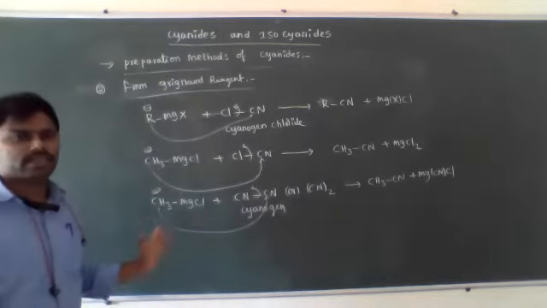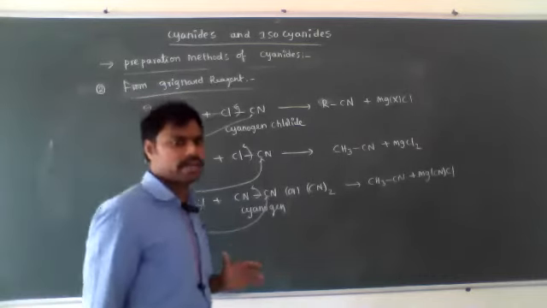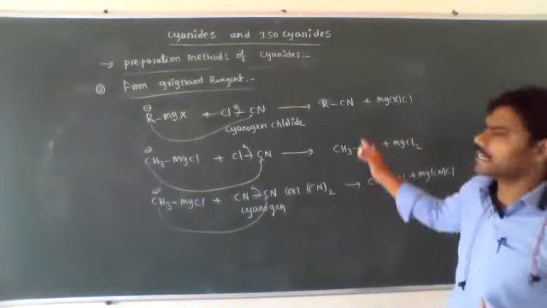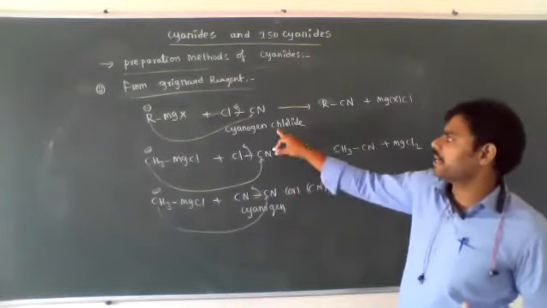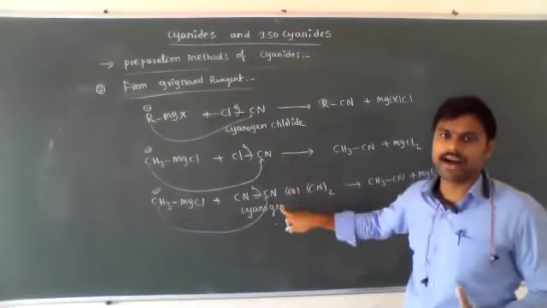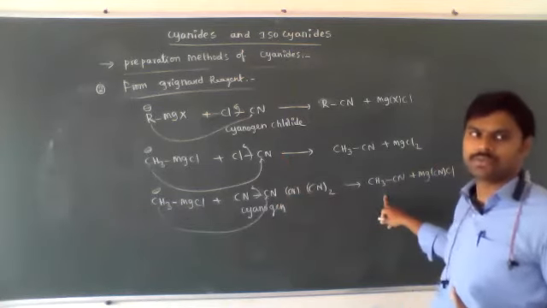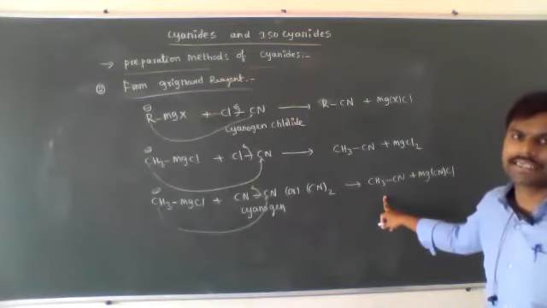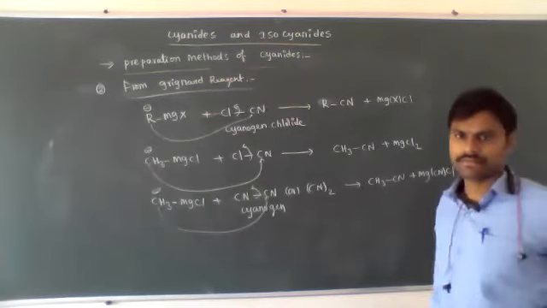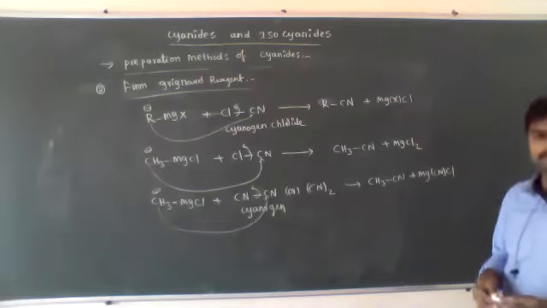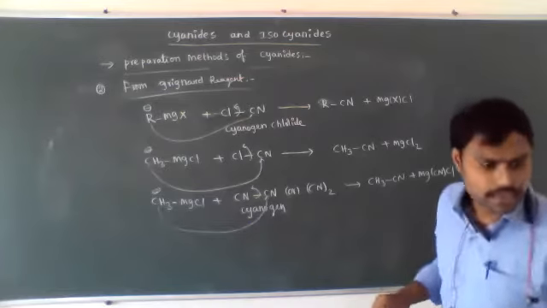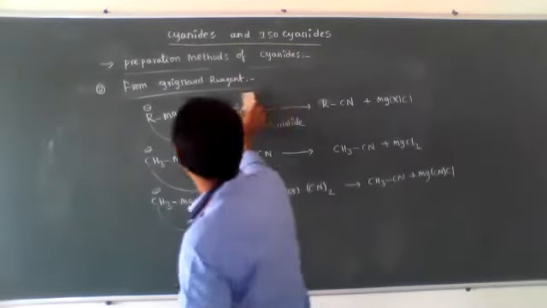Earlier we had not discussed this method. So Grignard reagent is also useful for the synthesis or preparation of cyanides. When the Grignard reagent reacts with cyanogen chloride or cyanogen, it is converted into the corresponding cyanides. Clear? Okay. Listen. Next.